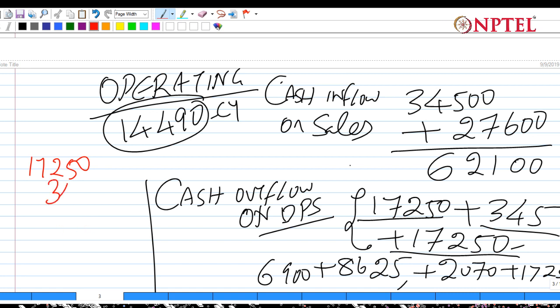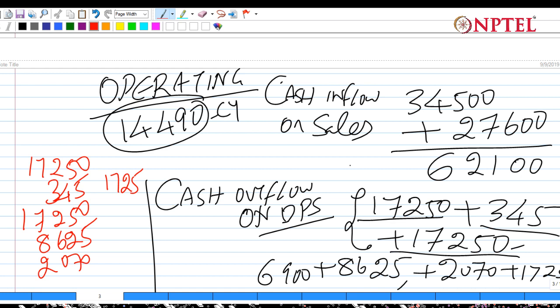345 is what I have purchased. Then another 17,250 is what I have made as a cash purchase. 8625 is what I have given as rent. Then 2070 is what I have paid as utilities. And then I have other miscellaneous expenditure of 1725. And then I have part-time help. I have paid 6,900. If you total all these, you will almost arrive at the same figure.